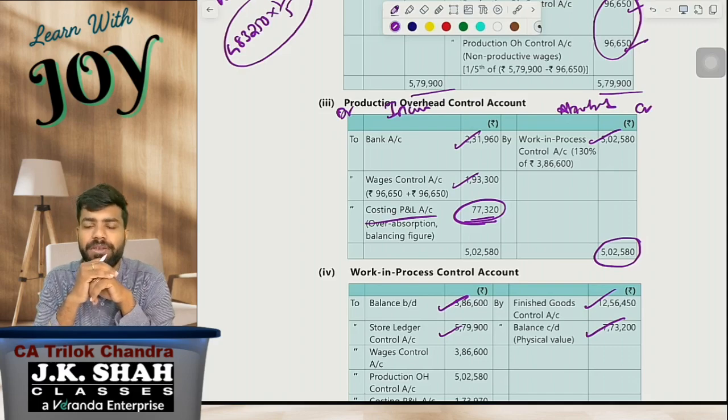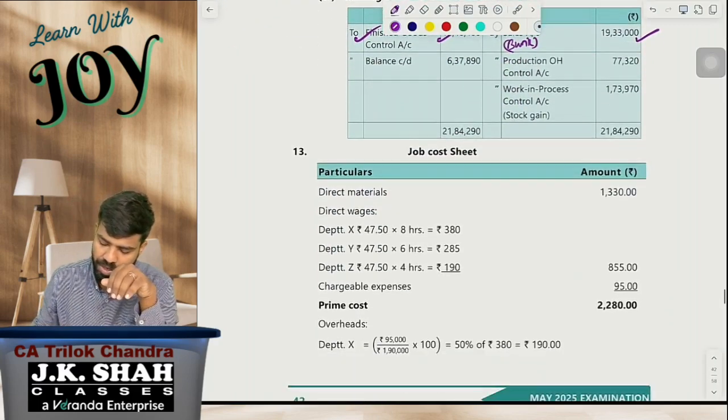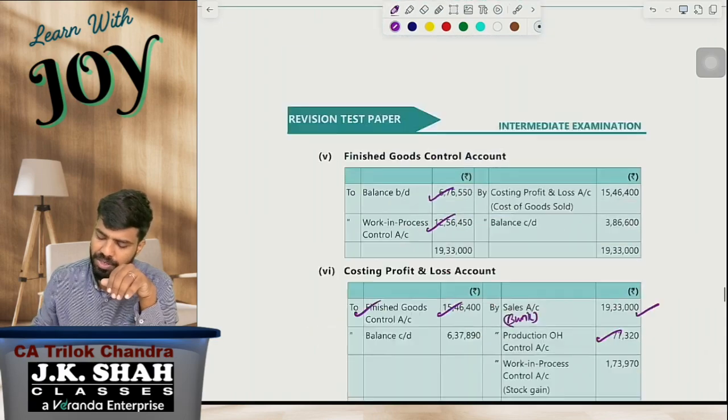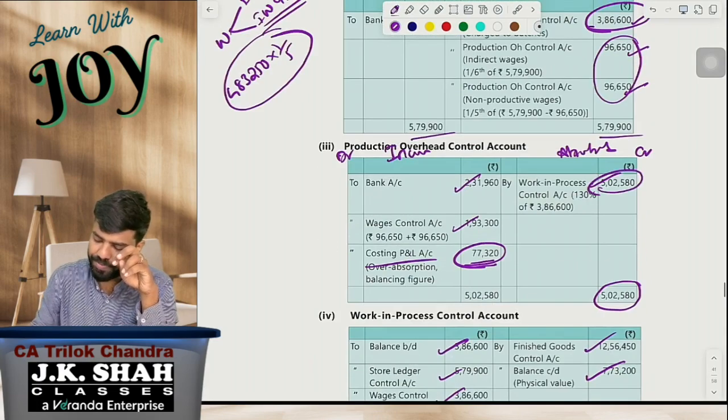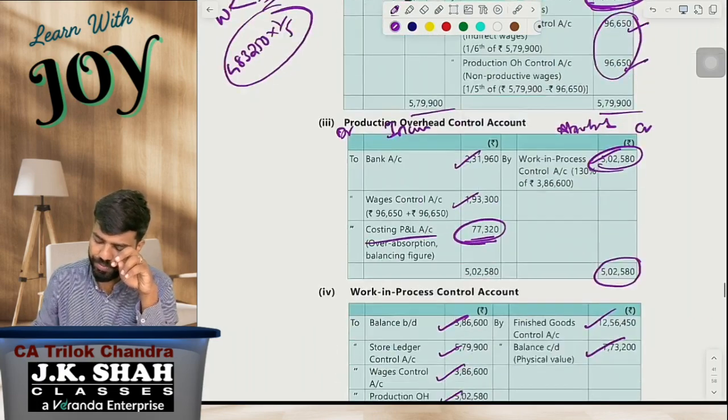Are you understanding? Okay. So they transfer it to P&L account. In P&L account, 77,320. Next, look at the work in progress control account. Here, work in progress control account. See, wages control account, production overhead control account. Here it is corresponding entry. Corresponding entry of these two.